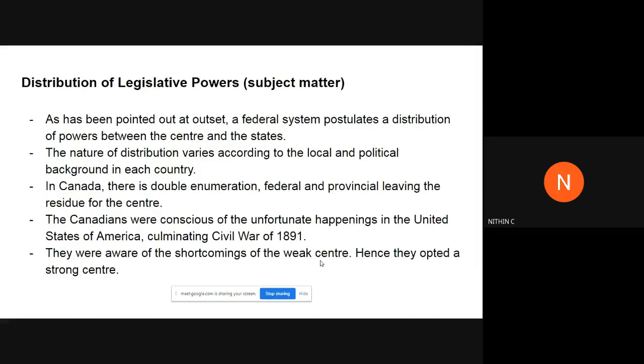The reason is, if center is not that strong, there were situations where civil wars took place. Civil wars means war within the country.